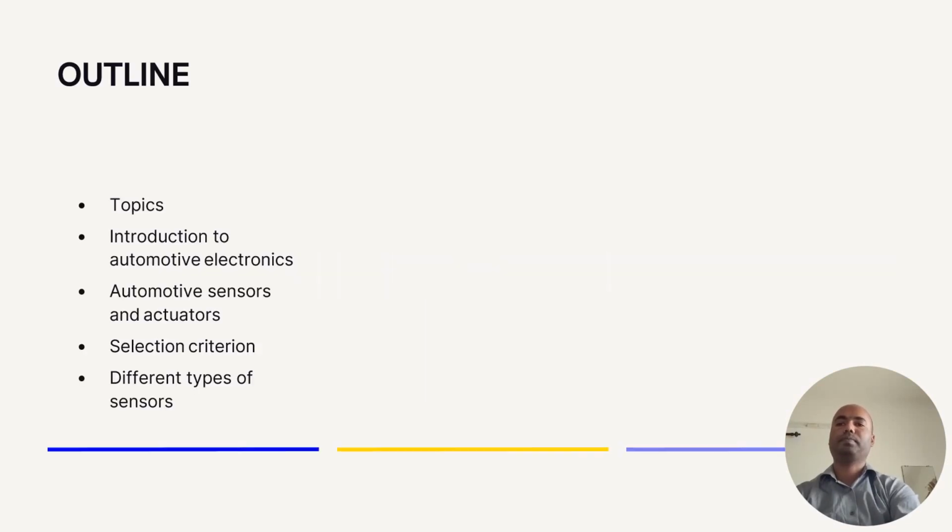In this video lecture, I'm going to be brief about the topic in the field of automobile called automotive sensors. The overall outline of this presentation is: introduction to automotive electronics, automotive sensors and actuators, basic selection criteria for the sensors and actuators, and different types of sensors that are being used in our automotive systems.